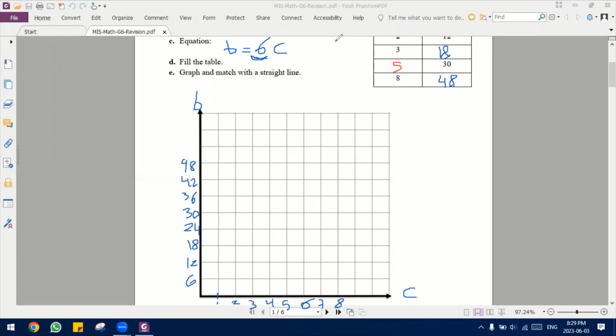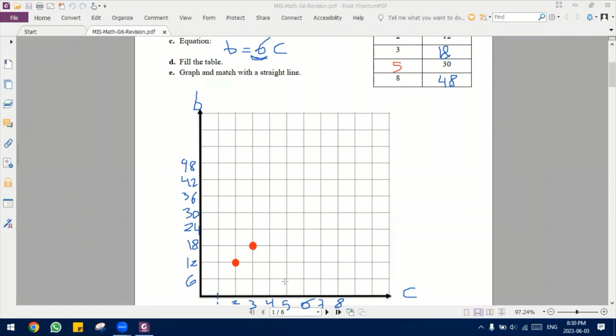Okay, now we can place the points. The first point: C is 2, B is 12, from here the X, and B is 12. This is the first point, 2, 12. Then the second point, 3, 18. This is 3 here, this is 18. This is the second point, 3, 18.